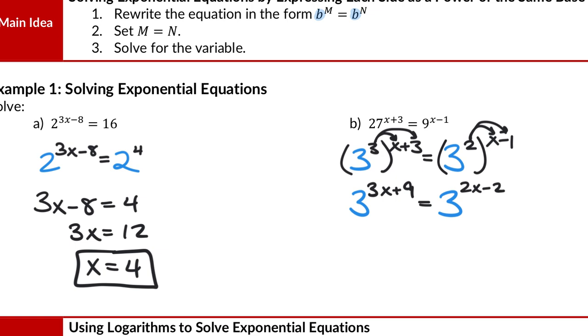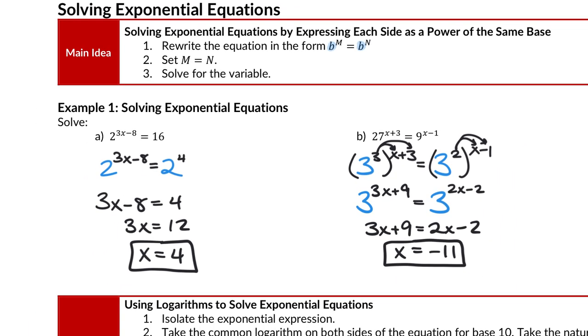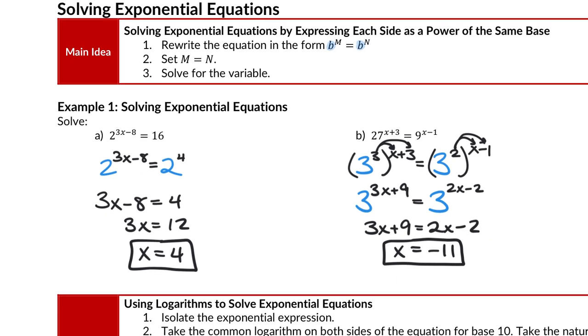But once the bases match like they do here, we can just quickly set the exponents equal to each other and solve for x. Subtract 2x from both sides, subtract 9 from both sides. The answer here is negative 11. Okay, so that's the first kind of setup that you see. This is going to be, again, solving exponential equations when you notice the bases match or have the potential to match.